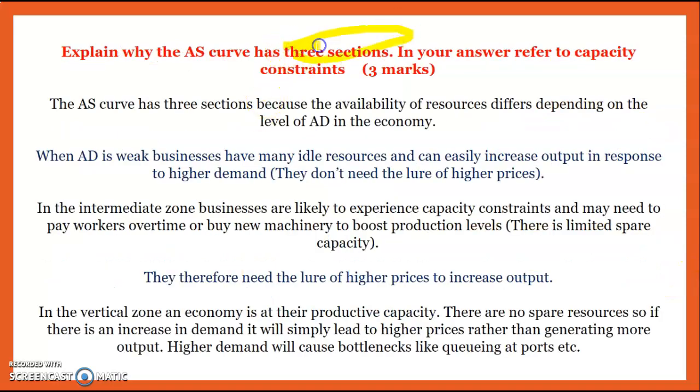Why does it have three sections? Refer to capacity constraints in your answer. So it has three sections because the availability of resources differs depending on the level of demand. When demand is weak, businesses have many idle resources and can easily increase output, so they don't even need to raise prices. So that's why the supply curve is horizontal, because even if demand increases, they're going to produce more even if prices don't go up.